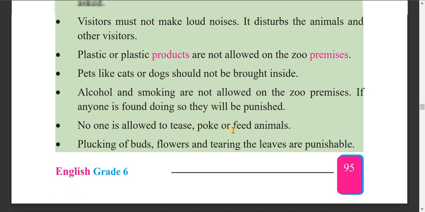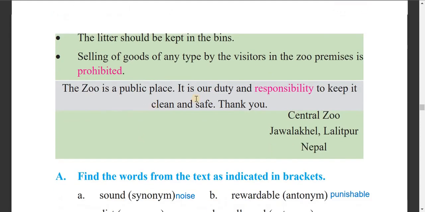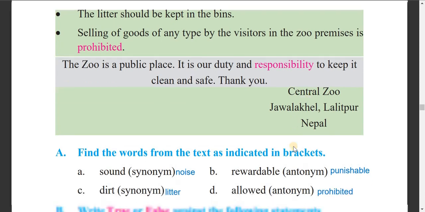No one is allowed to tease, poke or feed animals. Plucking of words, flowers and tearing the leaves are punishable. The litter should be kept in the bins. Selling of goods of any type by the visitors in the zoo premises is prohibited. The zoo is a public place. It's our duty and responsibility to keep it clean and safe. Thank you. Central Zoo, Jawaharlal Lalitpur, Nepal.